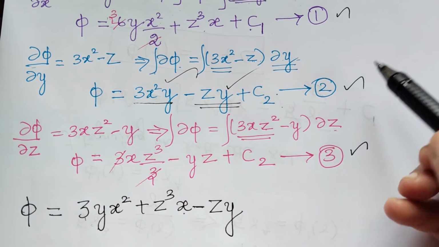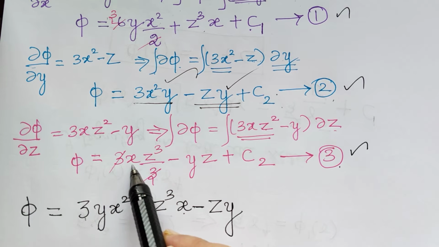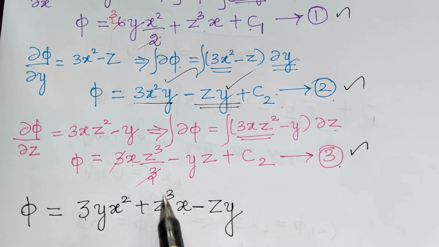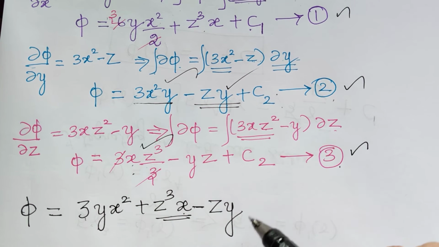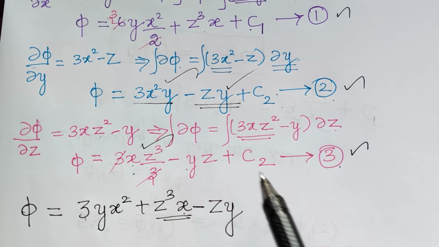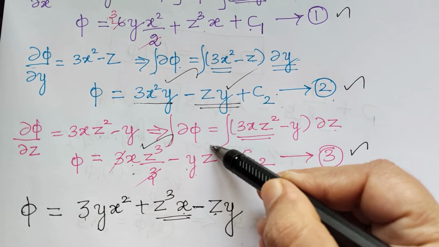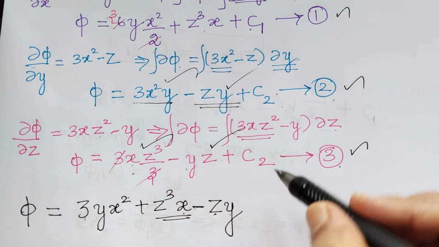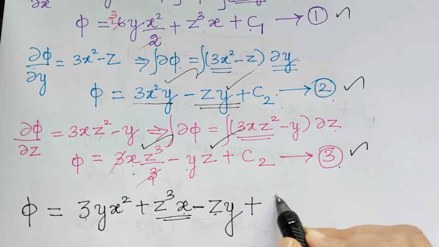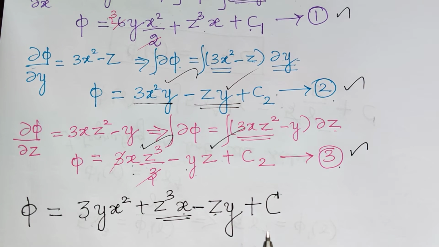So this is over. Now we will go to equation 3. In equation 3 you have xz cubed, and we already have that xz cubed over here. Since it is there, we need not write it again. Minus yz. If you see here, we have minus yz also, so we need not repeat it again. So that is also done. The only thing that has to be added is the general constant. In general we can write it as c. So this will be the final solution.